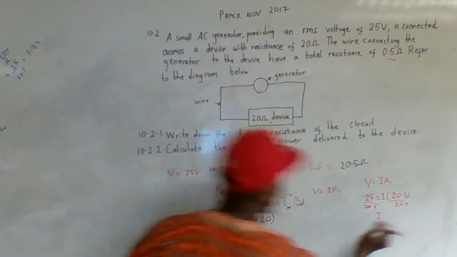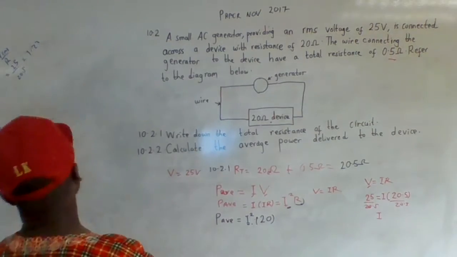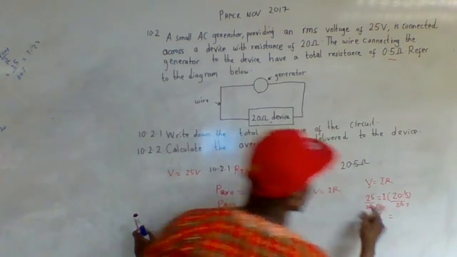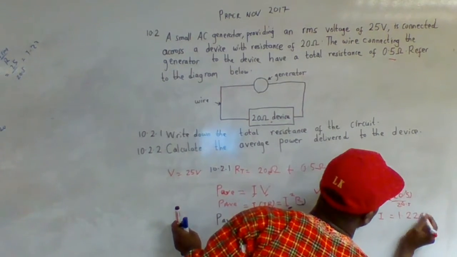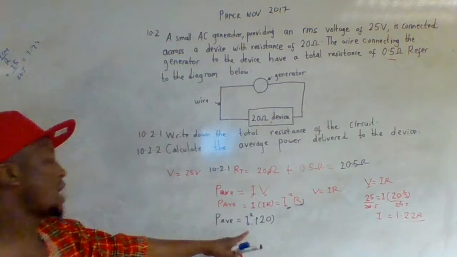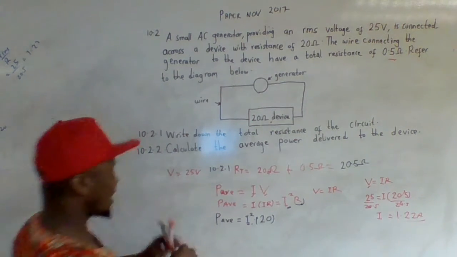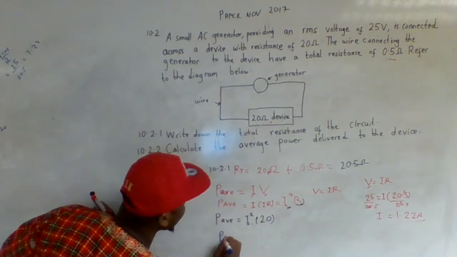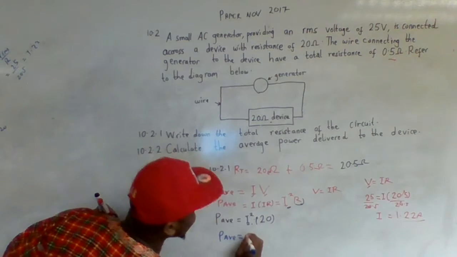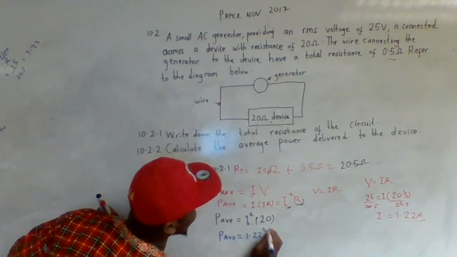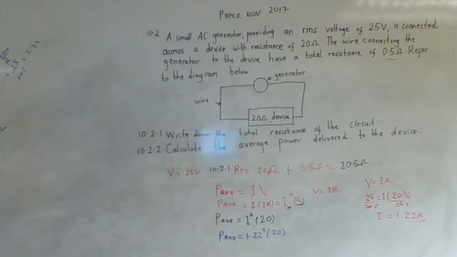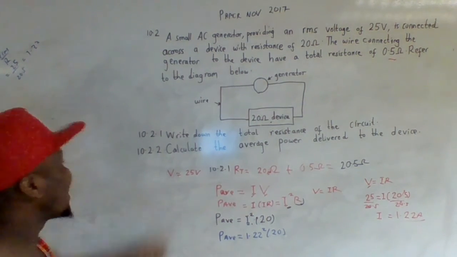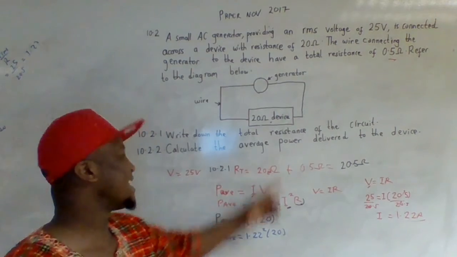So the current which is going to be flowing is equal to, put that in the calculator, 25 divided by 20.5, which is going to be 1.22 ampere. So this is the current that we're going to plug in here. So finally, power average equal to current, 1.22 squared, times 20. Plug that in the calculator and get the answer. That's going to be our average power delivered to the device.